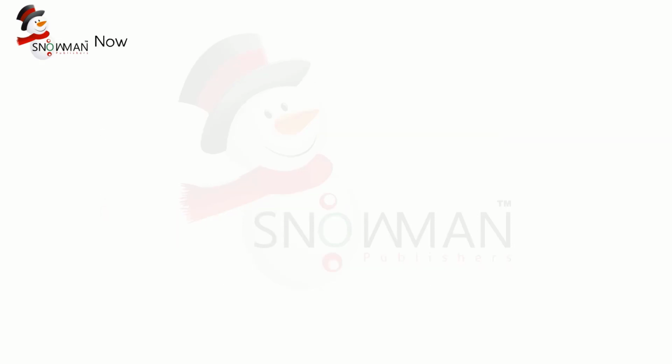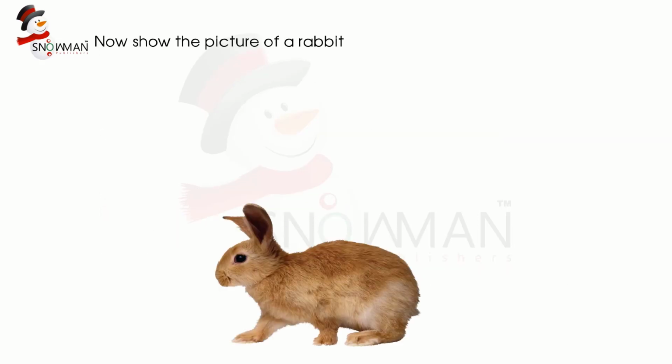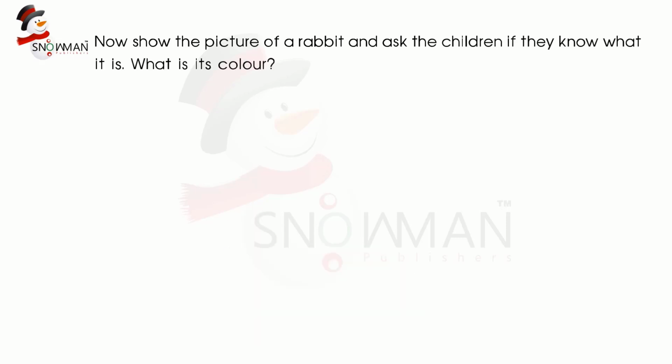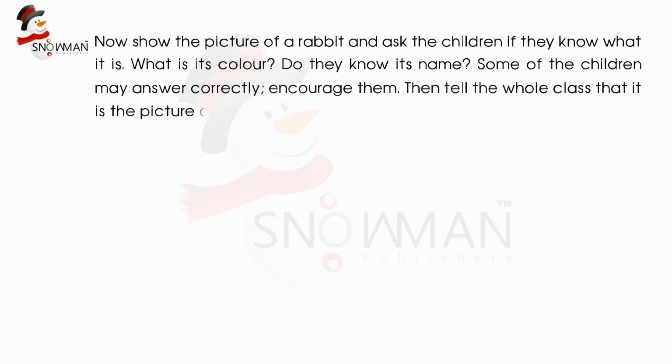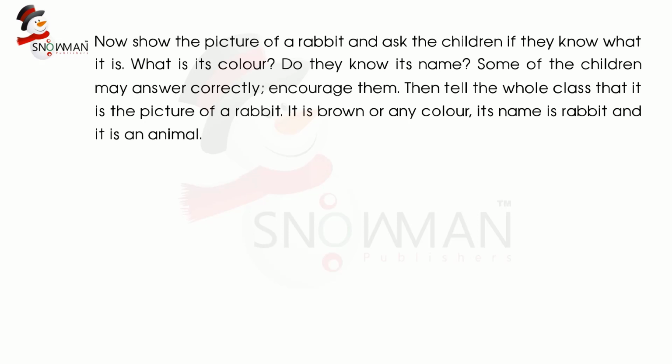Encourage them to talk about toffees, chocolates, and cold drinks and their harms if taken in large amounts. Now show the picture of a rabbit and ask the children if they know what it is. What is its color? Do they know its name? Some of the children may answer correctly. Encourage them. Then tell the whole class that it is the picture of a rabbit. It is brown or any color. Its name is rabbit and it is an animal.